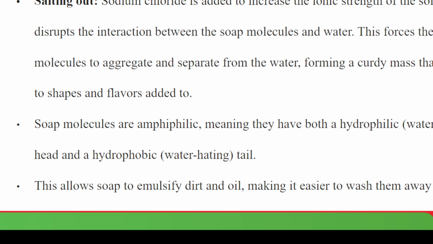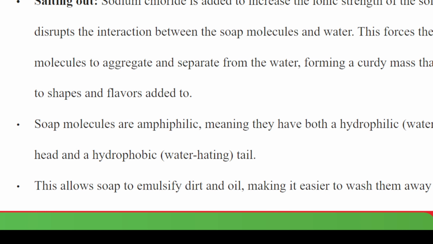And then the soap molecules are amphiphilic, meaning they have both a hydrophilic head and a hydrophobic tail. A brief understanding of some terminologies: hydrophilic means water loving. This simply gives you an understanding that this side of the soap molecule, called the hydrophilic head, can dissolve in water, meaning they love water. So they interact with water and dissolve in it.